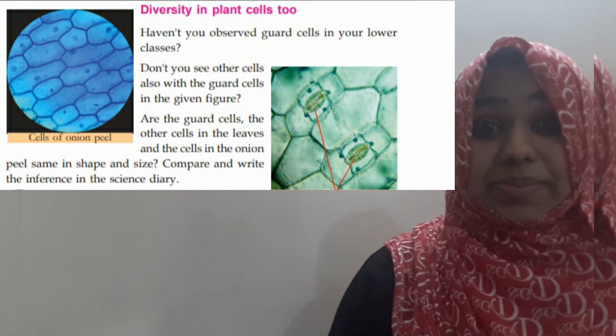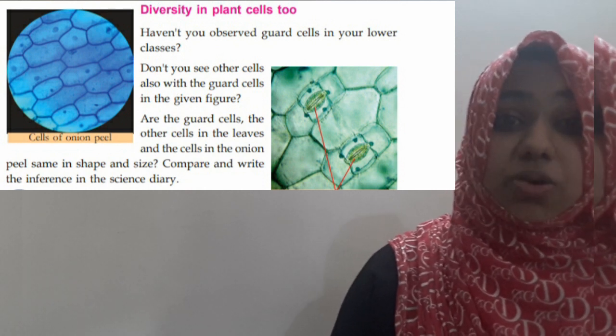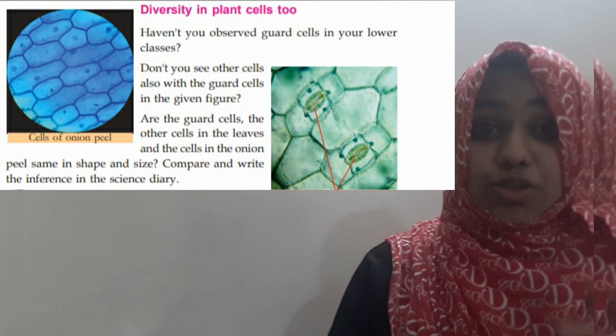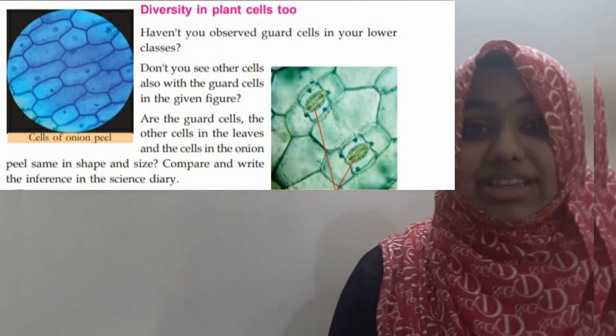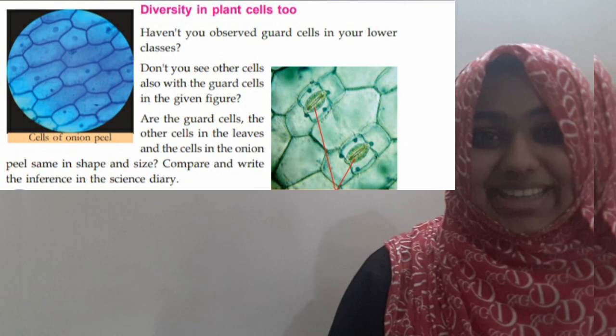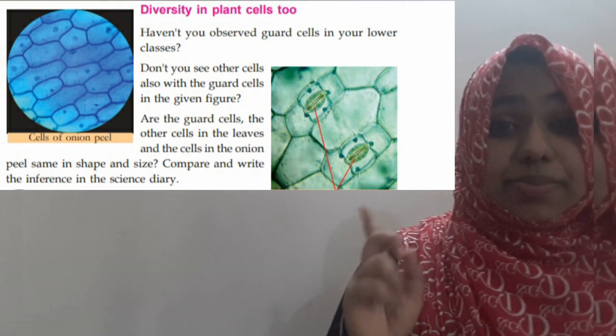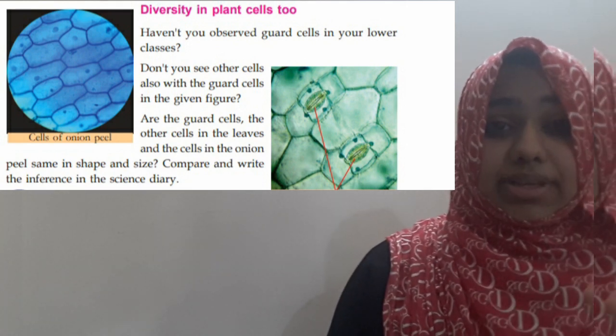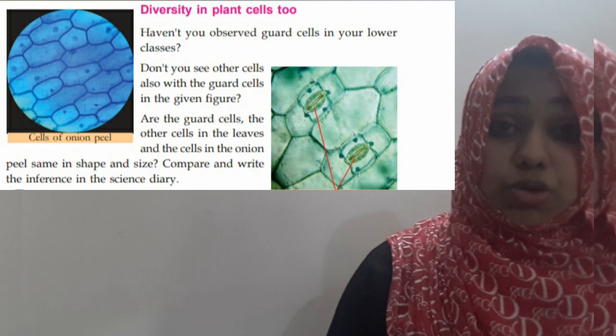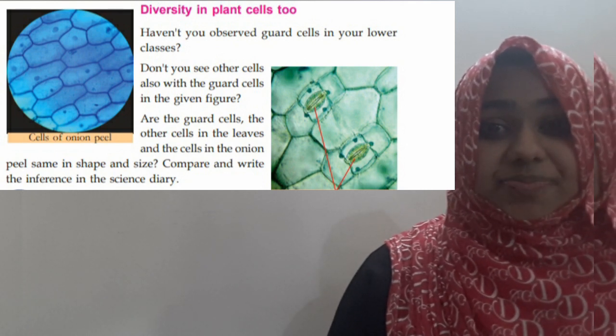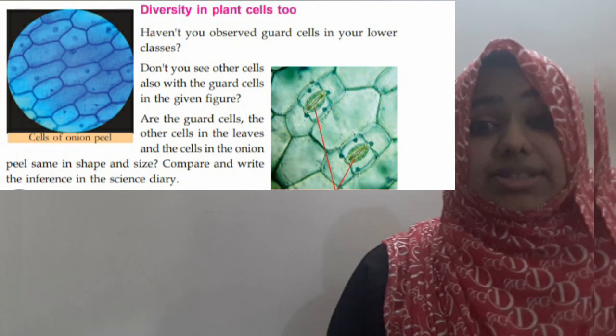You watched the experiment, isn't it so? Did you see the onion peel? When looked at through a microscope, we can see this, but with our naked eyes we cannot see all this, right? So there is a picture of the cells of onion peel. You can draw it in your notebook. Clear? Now let's read further.